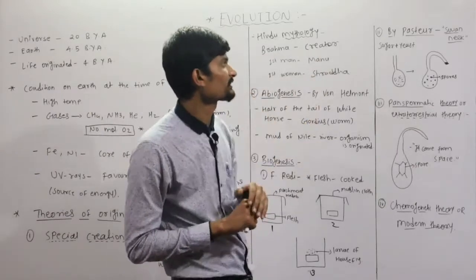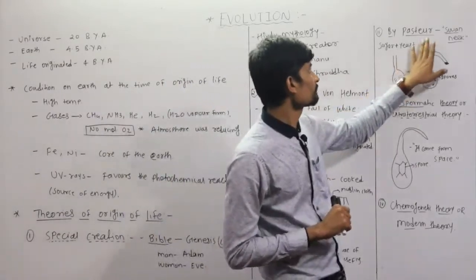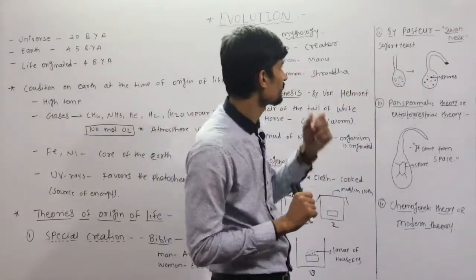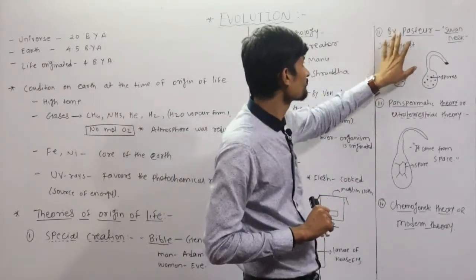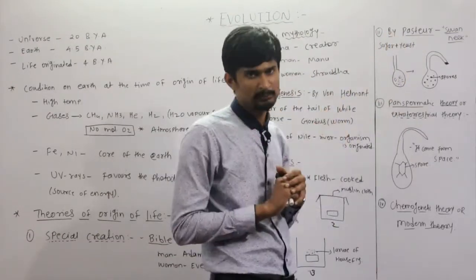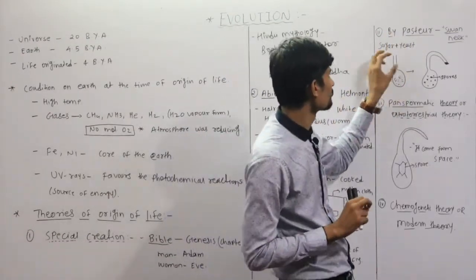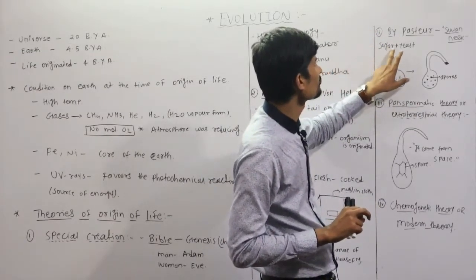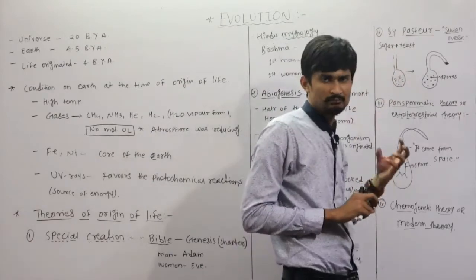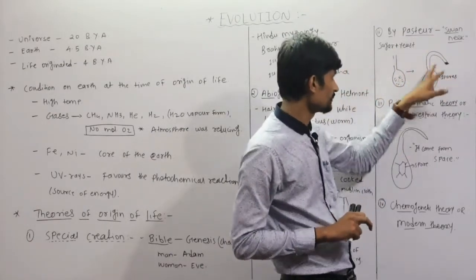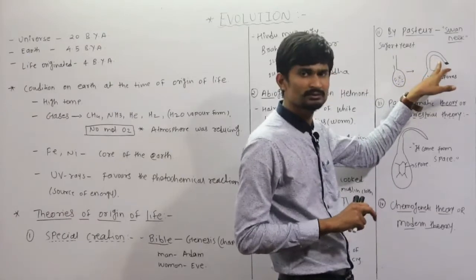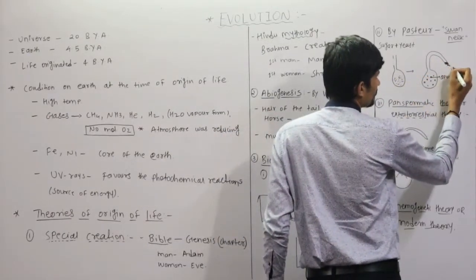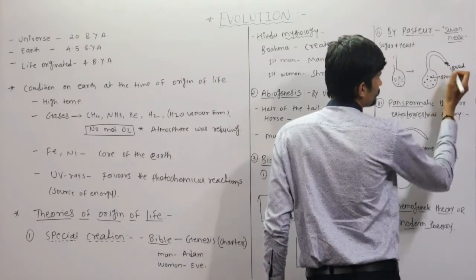The second one is by Pasteur. This Pasteur theory is also called the Swan-Neck theory. So what did Pasteur do? Pasteur took one glass flask which has a long tube-like neck, and he added a solution, that is sugar and yeast, into that flask, bent the neck of that flask, and closed the flask. So now it is closed.